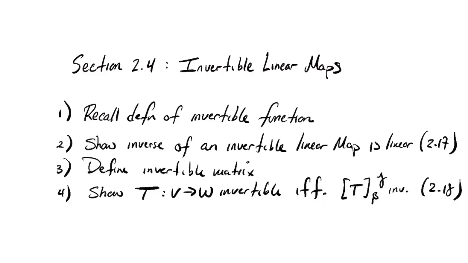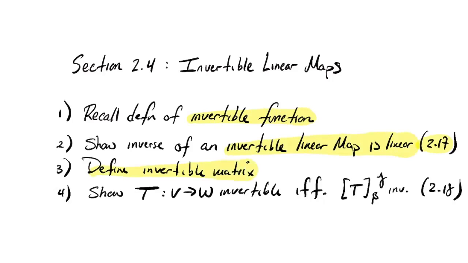We're going to start our work in section 2.4, talking about invertible linear maps. So the outline is written here for you. I want to start by recalling what I mean by an invertible function. That's a Math 240 concept that you saw there. And then I want to show in particular in the case of a linear map, if you have an invertible linear map, it itself is linear. That's theorem 2.17. And then we're going to talk a little bit about what we mean by invertible matrices.